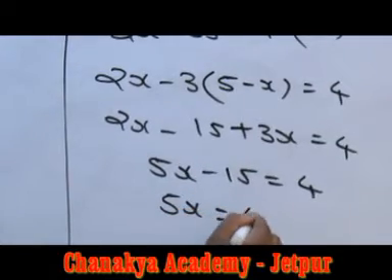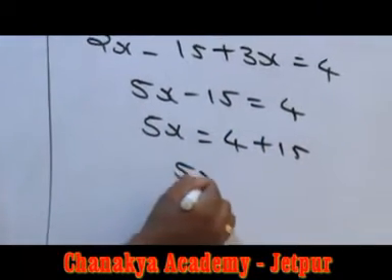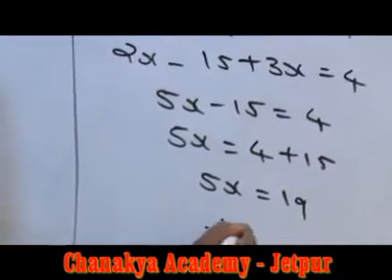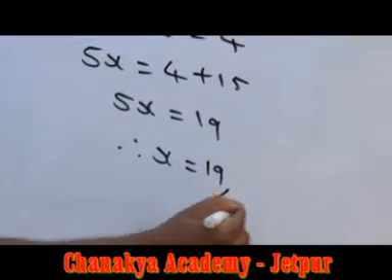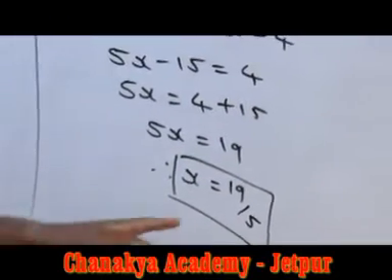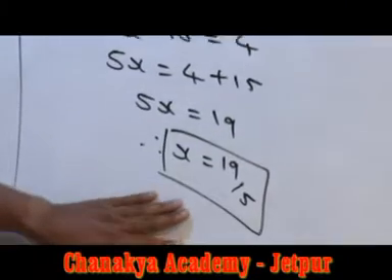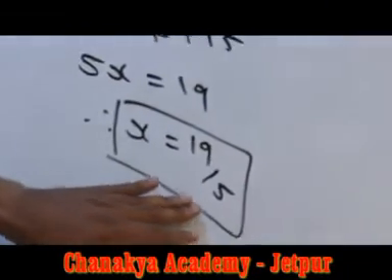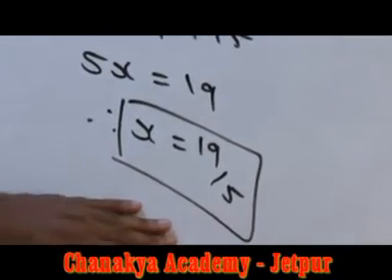5x equal to 4 plus 15, 5x equal to 19. Therefore, x equal to 19 by 5, which is in fractional form. Okay, we are not going to convert it to mixed form. We always write x as 19 by 5, which is our fractional form.